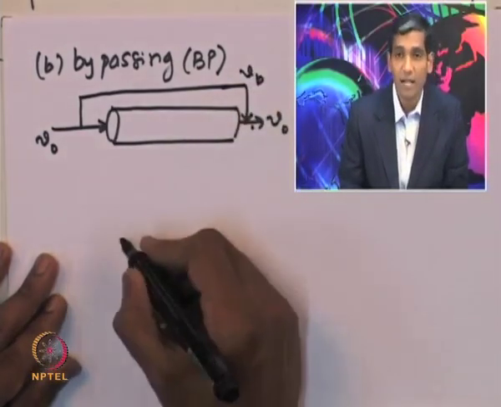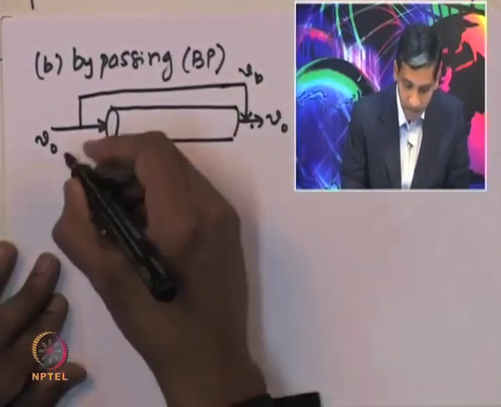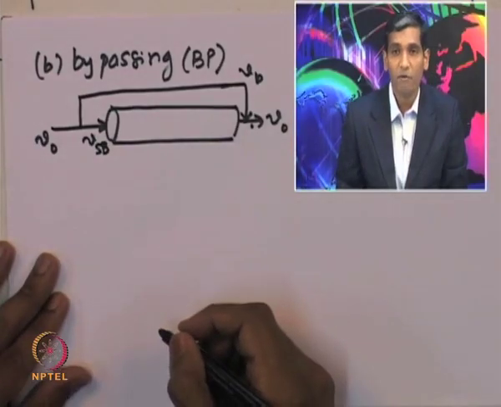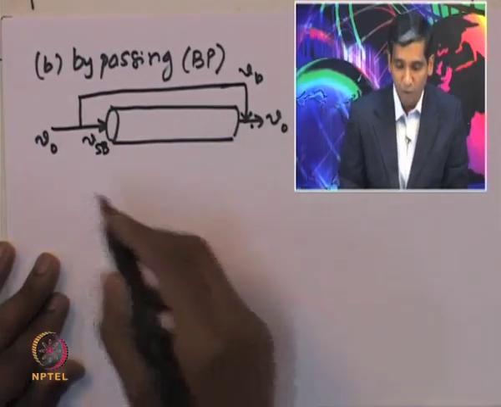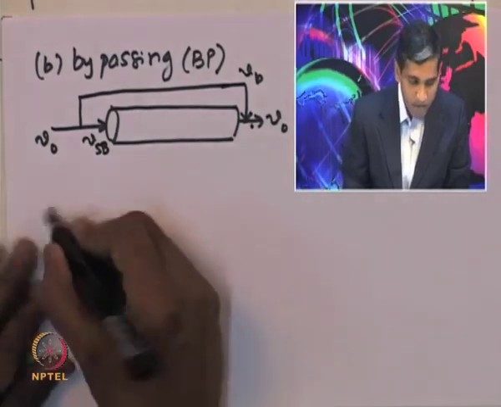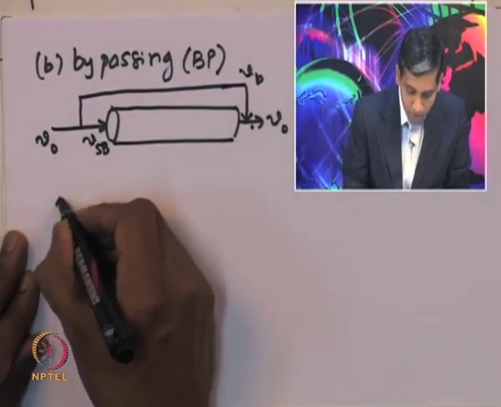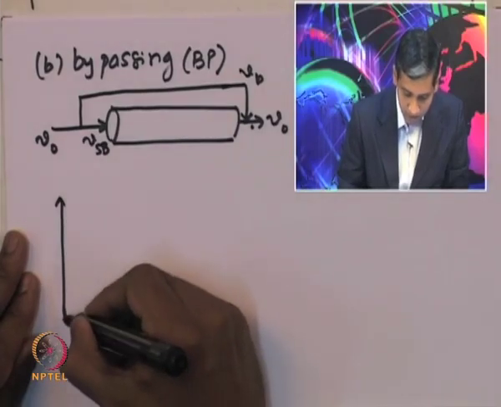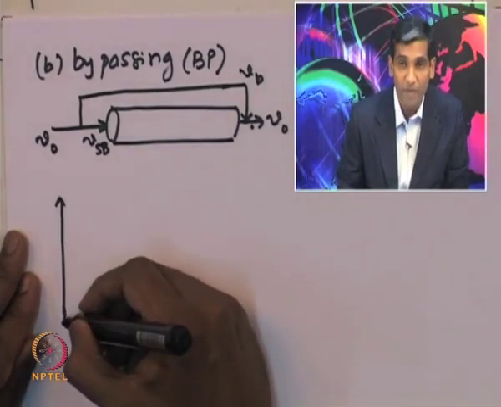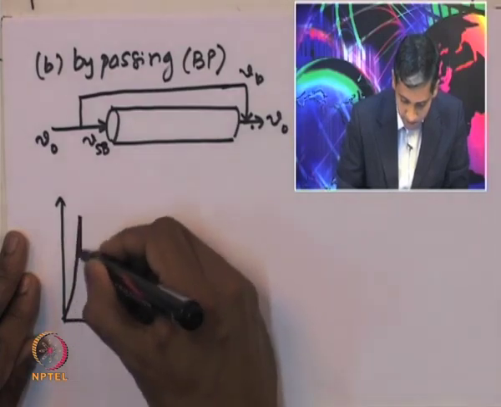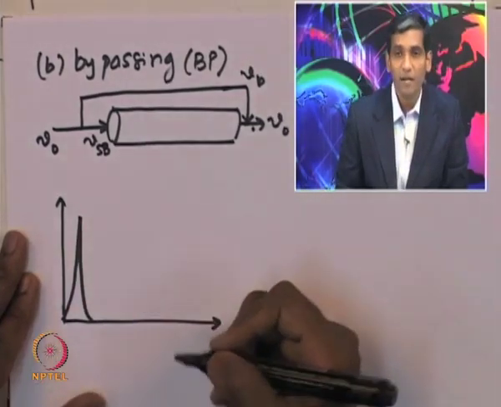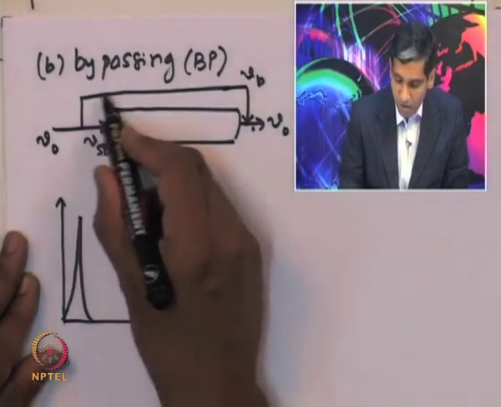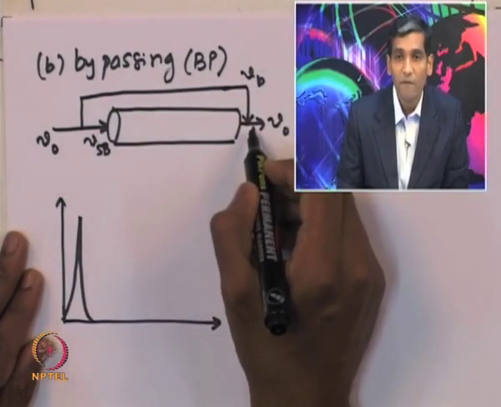So, that is a depiction of the bypassing in the reactor, and VSB is the volumetric flow rate with which the fluid is actually flowing through the reactor. Now, the residence time distribution for this kind of system will have two peaks. The first peak will appear very close to time t equal to 0, and this is because of the bypassing of the fluid.